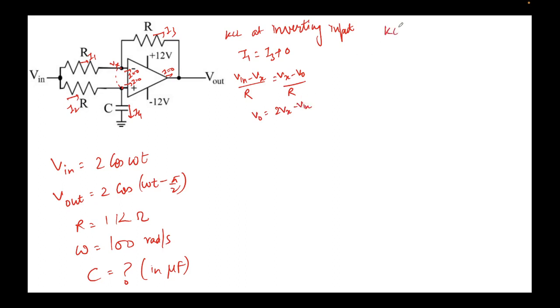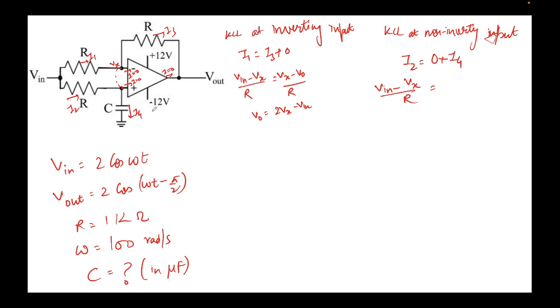Now let's apply KCL at non-inverting input. So that would be I2 equal to, incoming current is I2, outgoing current would be 0 because no current is going here, plus I4. Let's write the expressions for I2. I2 would be Ohm's law across this resistor. So this will be (Vin minus Vx) upon R.